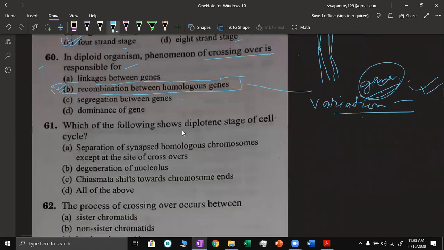Next question. Which of the following shows the diplotene stage of the cell cycle? In diplotene, after the crossing over has taken place, the homologous chromosomes start separating and we can see the chiasmata. Separation of synapsed homologous chromosomes except at the site of crossover, that site of crossover is the chiasmata. Degeneration of nucleolus can take place after that also. Chiasmata shift towards the chromosome end, all of the above.